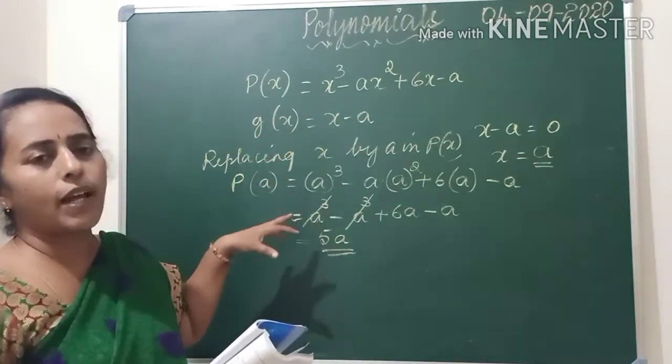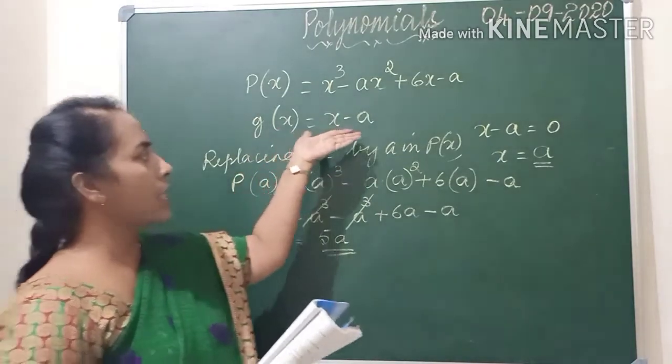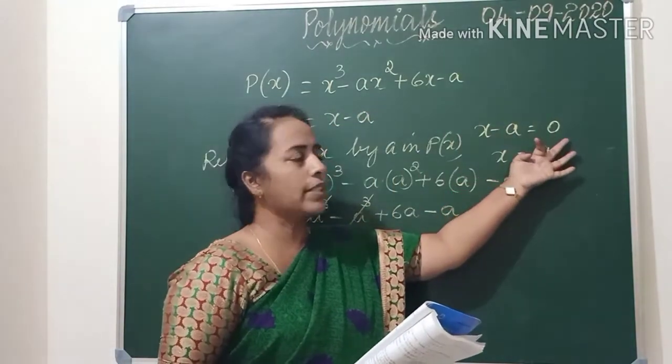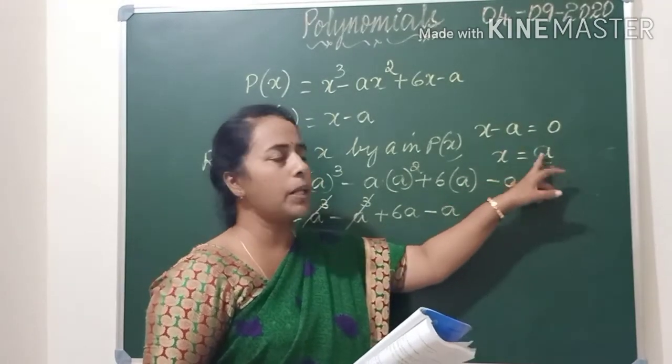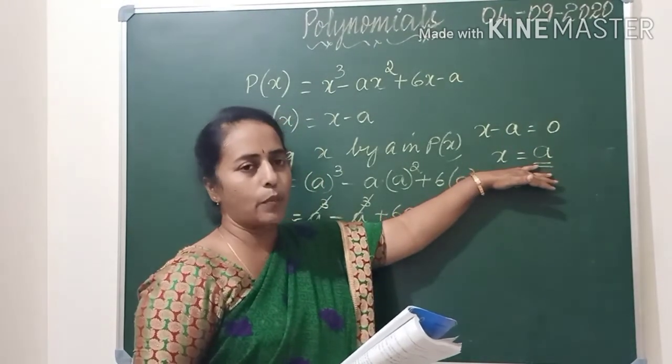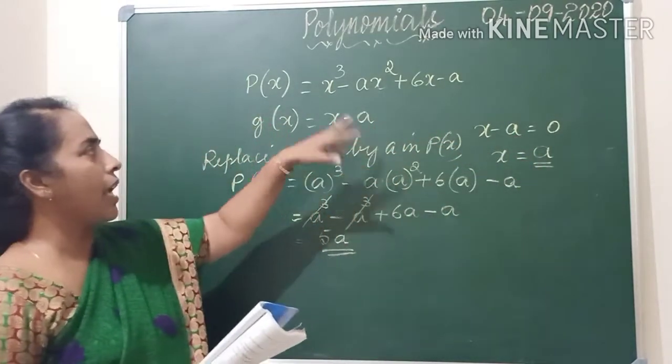Now how to get the value of x to get the remainder? Take this divisor, equate that to 0. Then x will be equal to, take this minus a that side, it will be plus a. Now you got the x value. Now replace x by a in p of x.